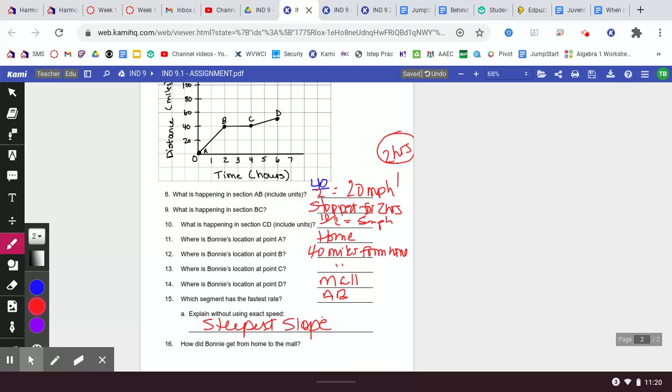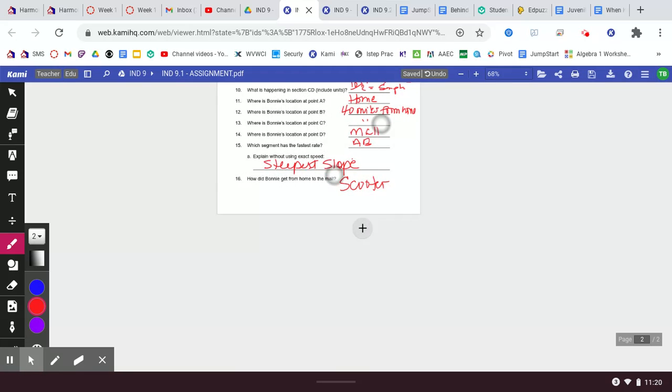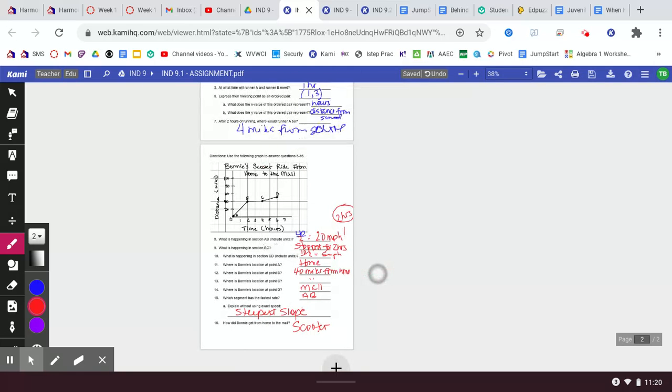Good. Grace, how did Bonnie get from home to the mall? Her scooter, right. And again, that's one of those that helps you gather information from the title. Very good. All right. That is all for 9.1. Any questions on 9.1? Okay. Make sure if it asks you what is happening in a segment, if you're given numbers for distance and time, you have to tell miles per hour. Okay. You can't just say increasing in speed or increasing in distance. You have to tell me the miles per hour.